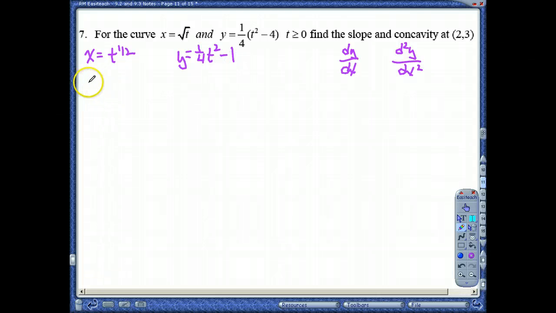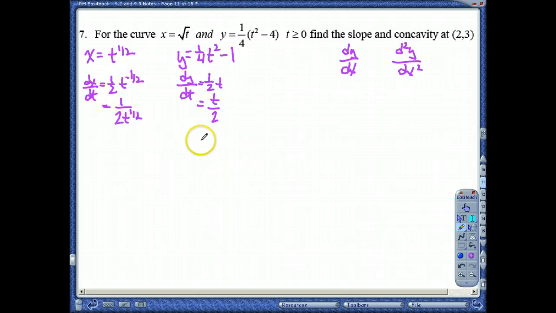So when I find my dx over dt, that's going to be 1/2 t to the negative 1/2 power, which is going to be 1 over 2t to the 1/2 power. When I go to find dy over dt, that's going to be 1/2 times 2t, or t over 2, sorry. So I've got the pieces I need.